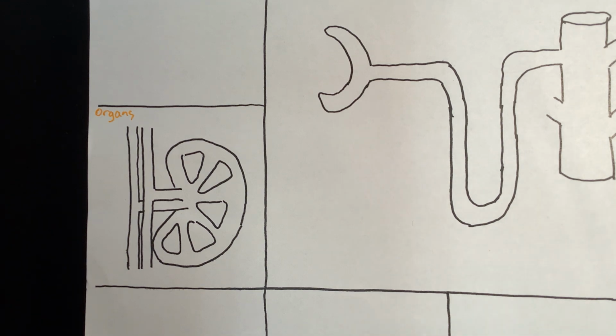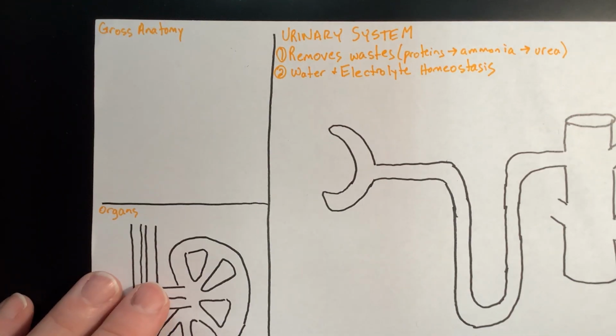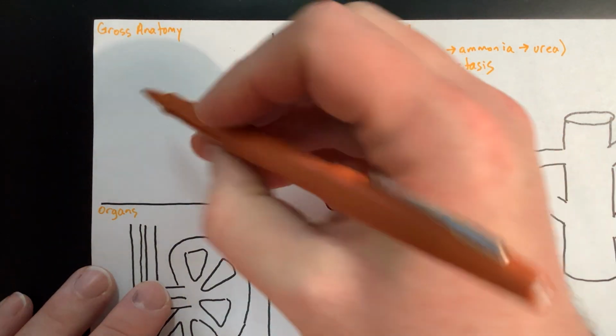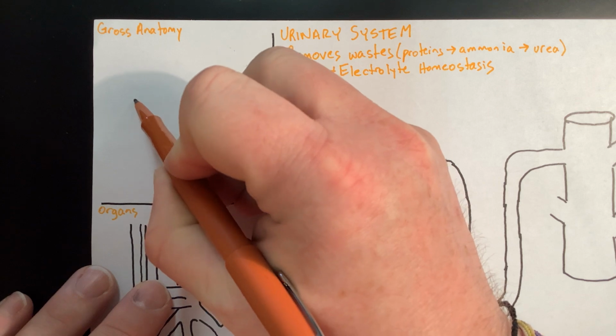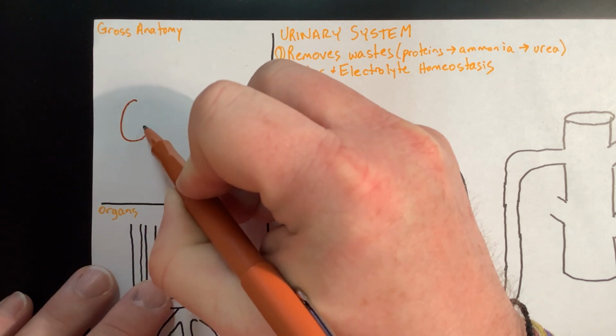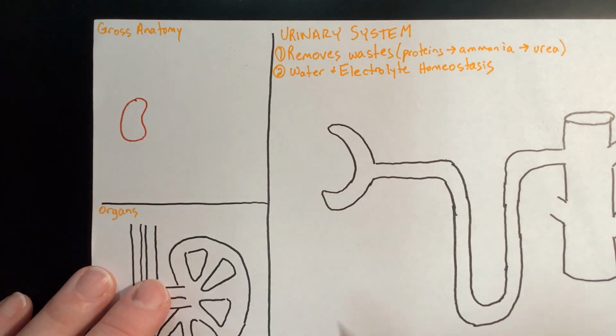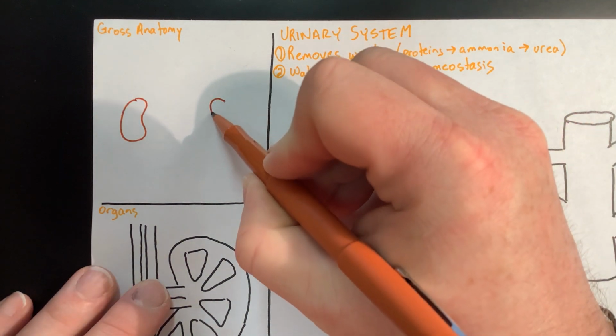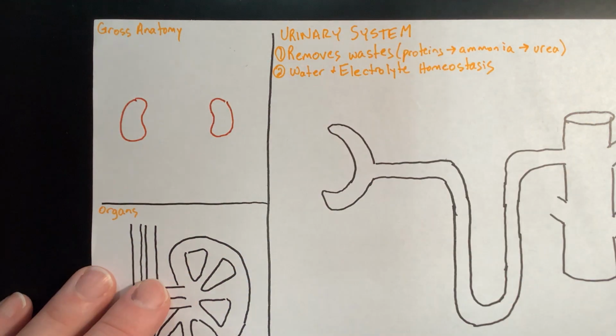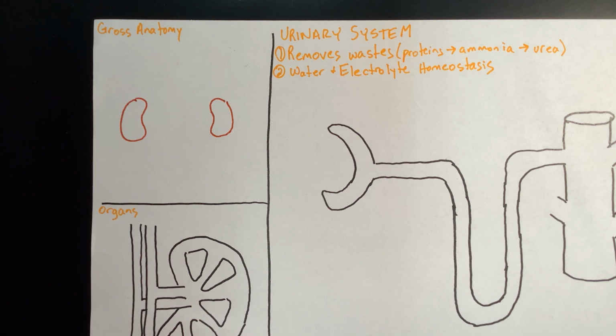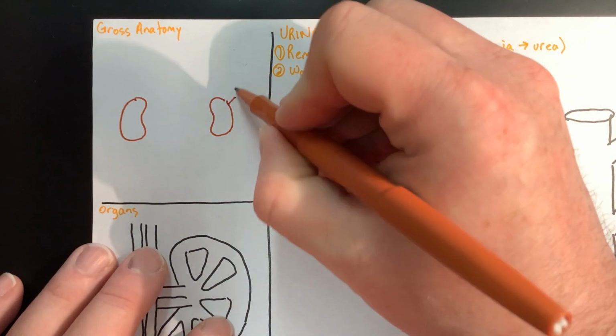Now, in the urinary system, probably the organ that's most well known is the kidneys, and the kidneys are shaped like little kidney beans. So let's draw a couple of those here. There's one kidney, and we have two kidneys. So those are paired structures, kind of on either side of your back. So here, let's label it kidney.